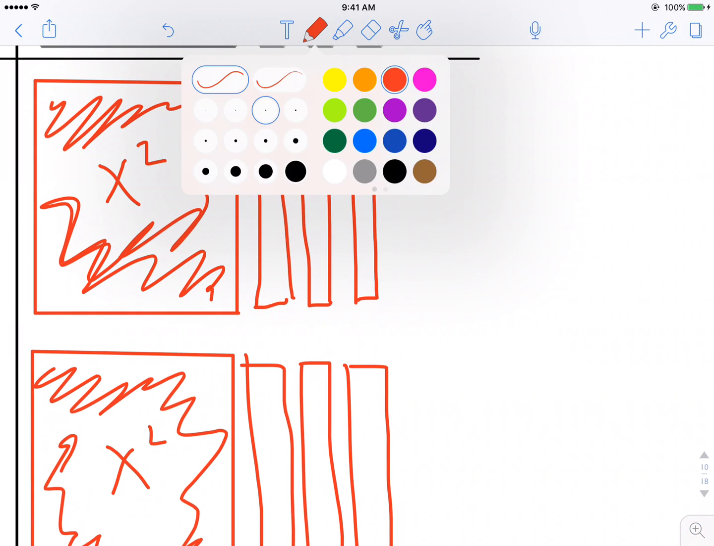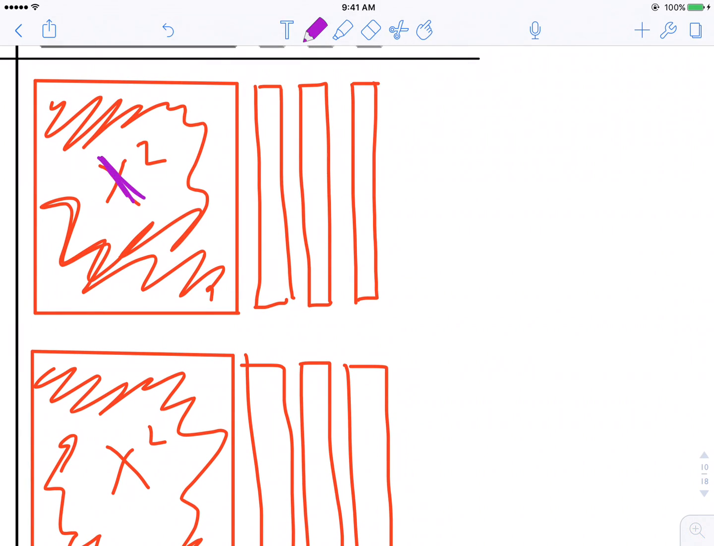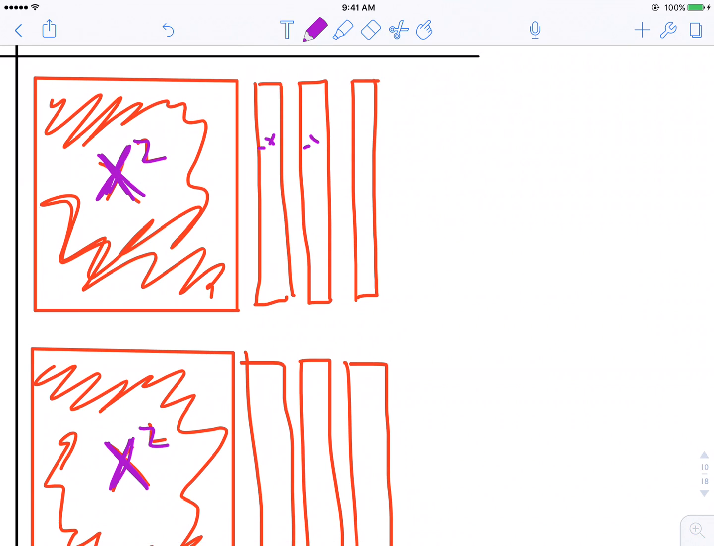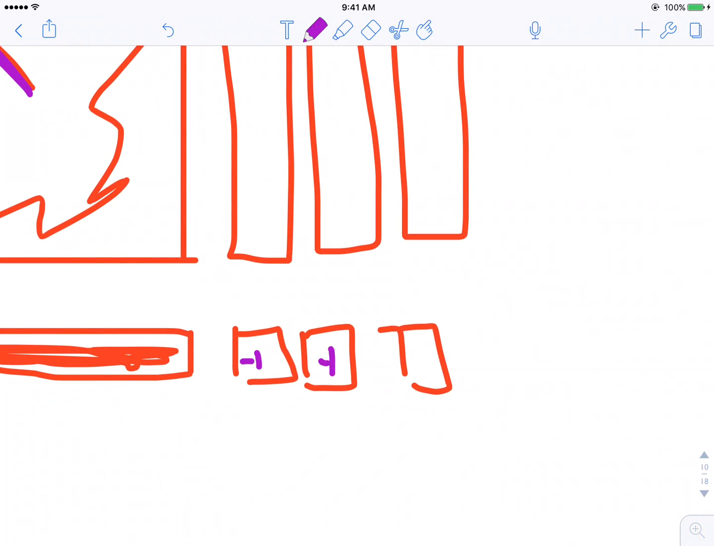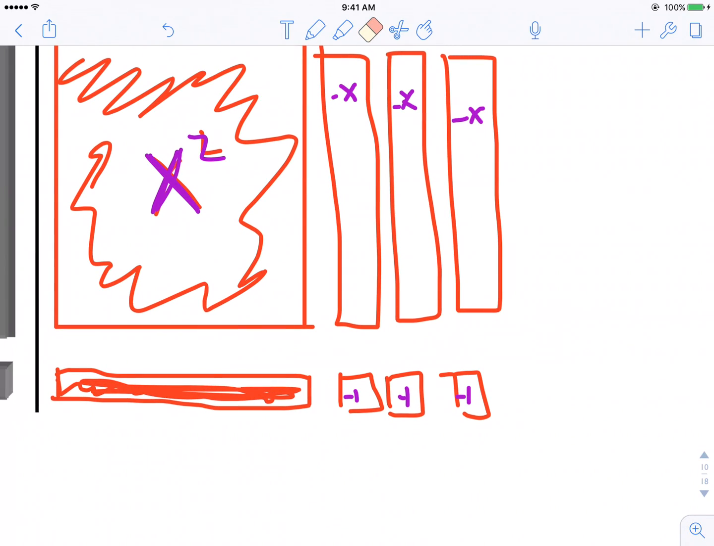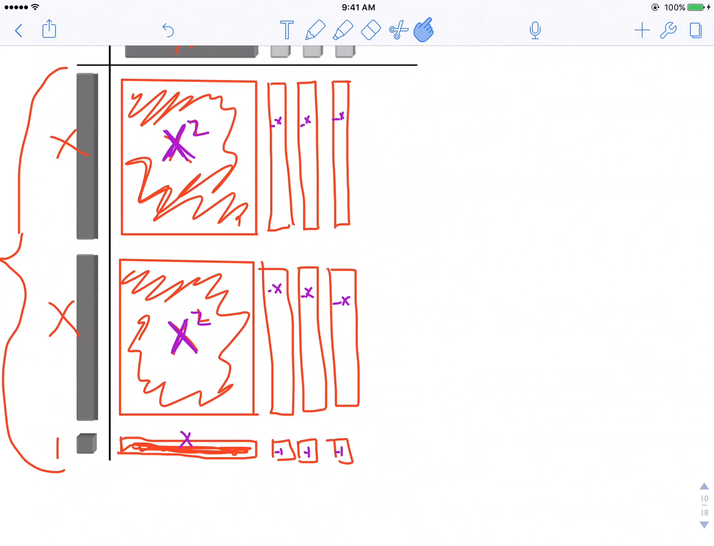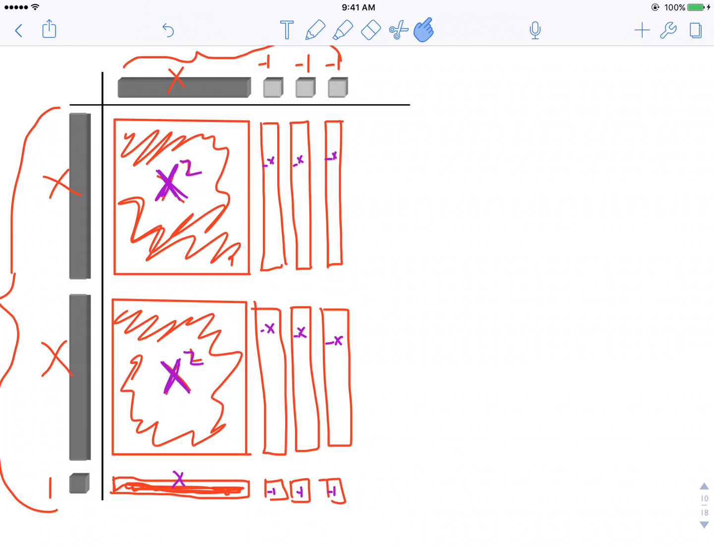So these technically, actually maybe I'll go over this with x squared, negative x, negative x, negative x, here as well. And then down here, these are minus 1, minus 1, minus 1. And this would be a positive x. So there's our multiplication of the binomials using algebra tiles.